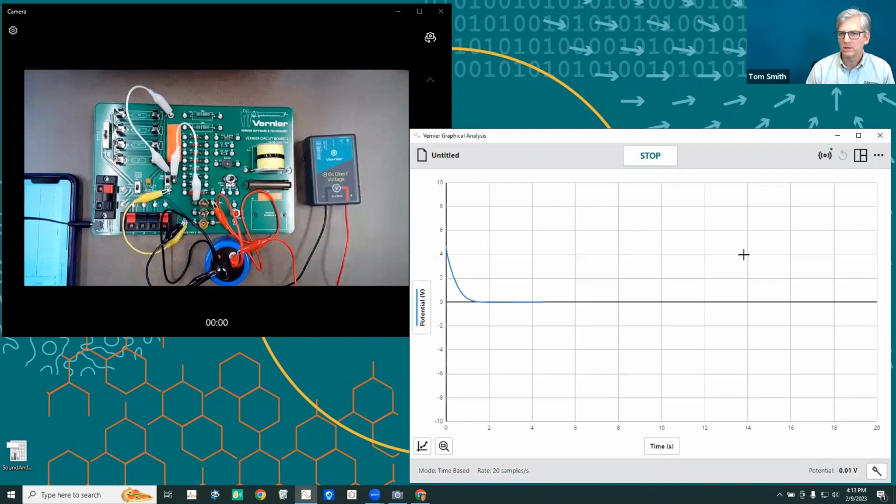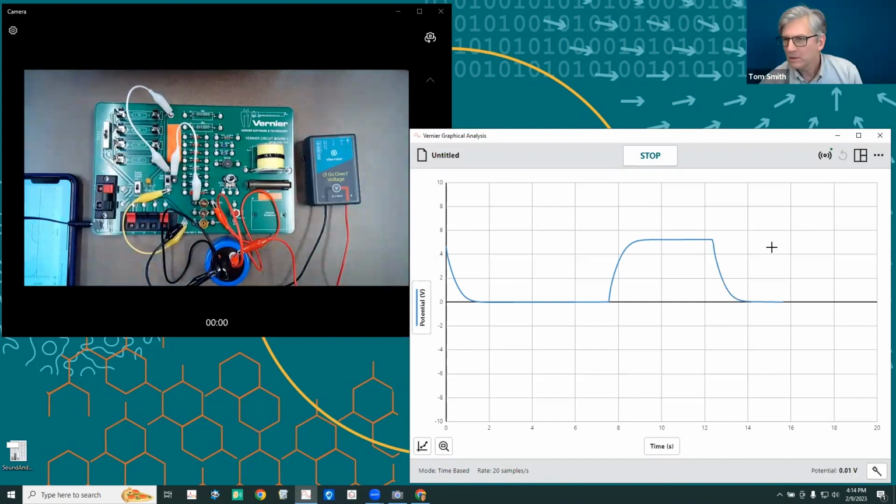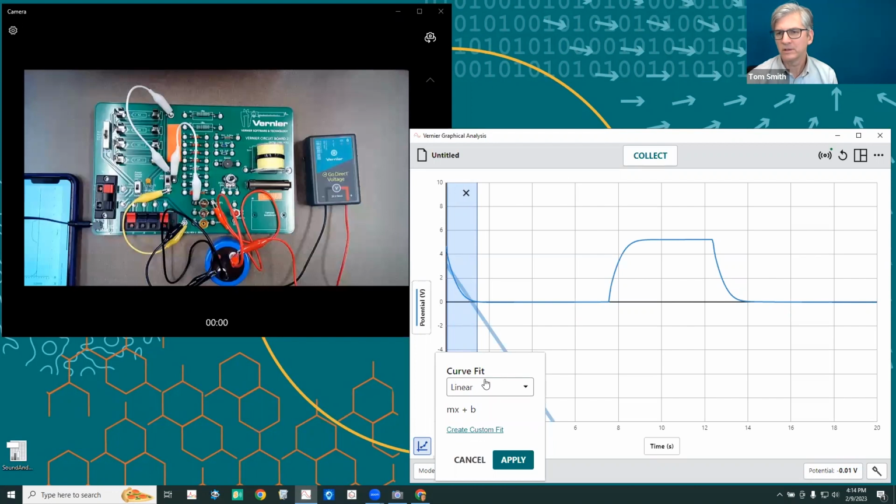And you can see if I were to charge it back up again, we could see that charging and discharging again as well. So in this lab, we're really interested in that exponential decay that occurs for the voltage. And if I were to just highlight this first section here and click on this and choose apply curve fit, and not a linear curve fit. That's not what we're looking for. We're looking for that natural exponent curve fit.